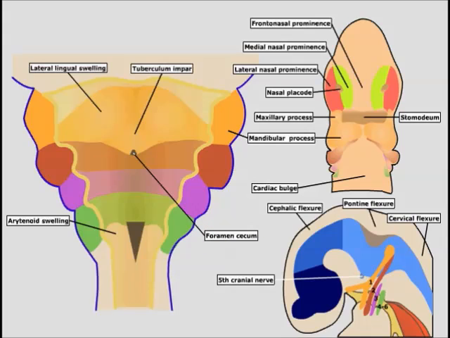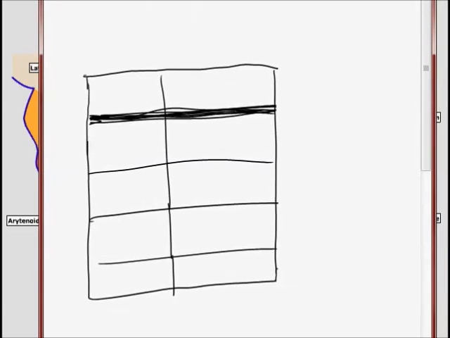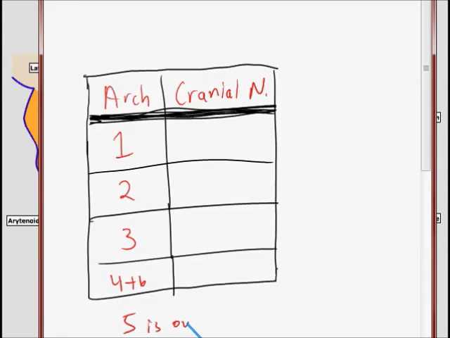So I'm going to draw it out for you because that's the way I roll and that's the way I learn. Basically what you have here is which arch and which cranial nerve. So you have arch number 1, 2, 3, and then the 4, 6 combo. Remember, 5 is out. Now, the first one is by cranial nerve number 5.